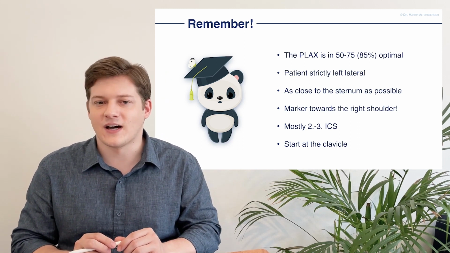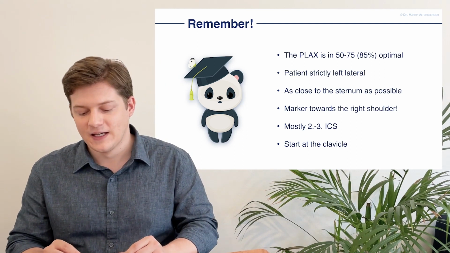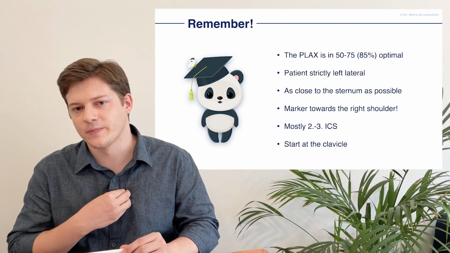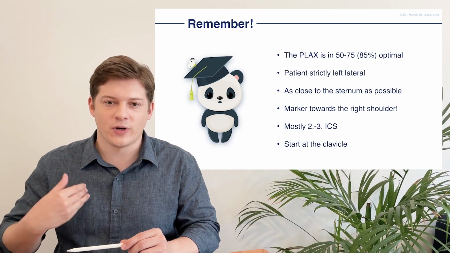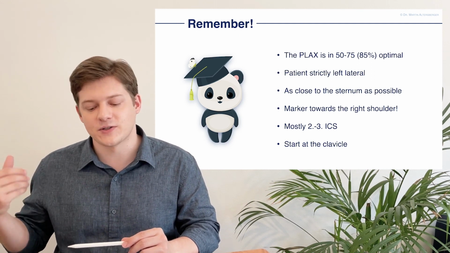If they are not, it's harder to scan, so place them really left laterally and scan as close to the sternum as possible. As I said, the marker always points to the right shoulder. Don't point it cranially, don't point it to the lateral side, really to the right shoulder.